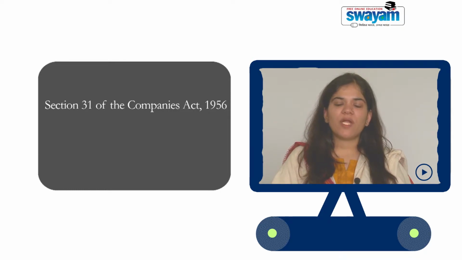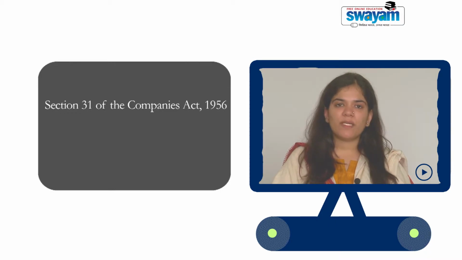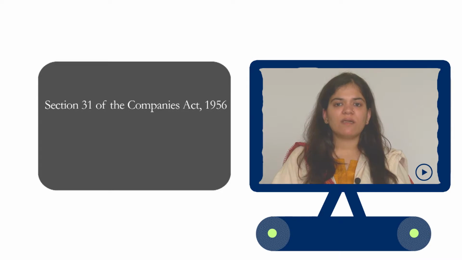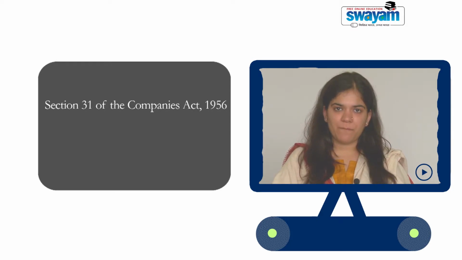Alteration of articles shall not violate provisions of the memorandum. It must be made bona fide for the benefit of the company. Alteration must not contain anything illegal and shall not constitute fraud on the minority. Alteration in the articles increasing the liability of the members can be done only with the consent of the members according to Section 31 of the Companies Act.